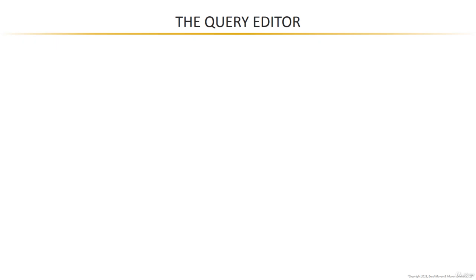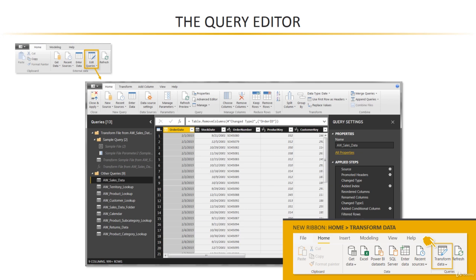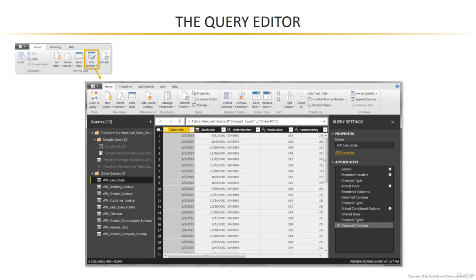Now, when it comes to connecting and transforming data, the query editor is our cockpit. Now, in Power BI, from the Home tab, you can click Edit Queries to launch the query editor. And there's a lot going on here. We're going to be spending most of our time in this section right here in the editor itself, but let's take a minute to break down the components of this interface.